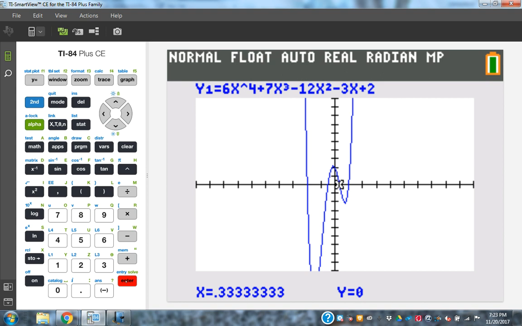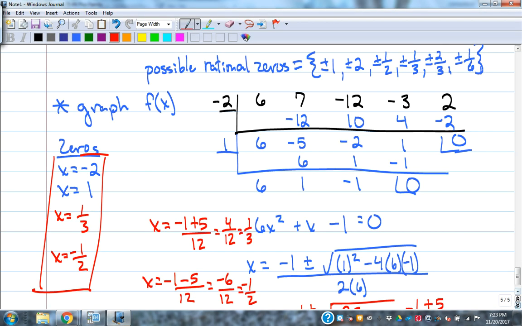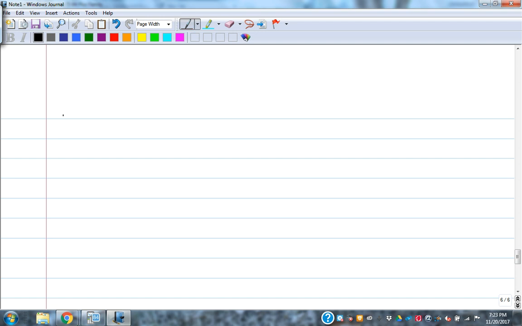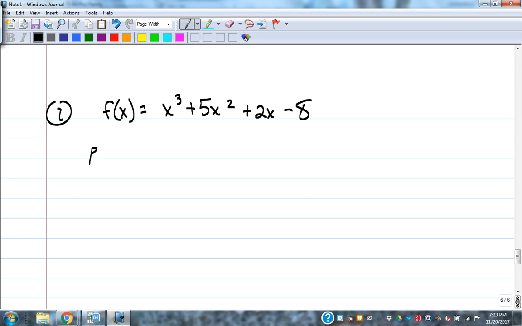Let's get a polynomial and just start from scratch and do all the work that it takes to find the zeros for a polynomial. So let's say we got f of x equals x cubed plus 5x squared plus 2x minus 8. Okay. What's P on this problem? 8, Q, 1.